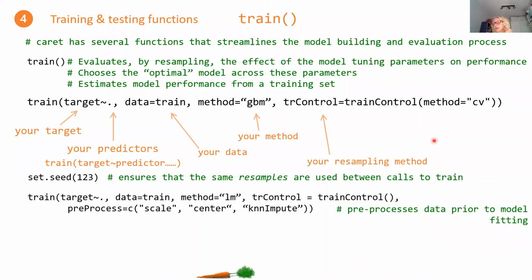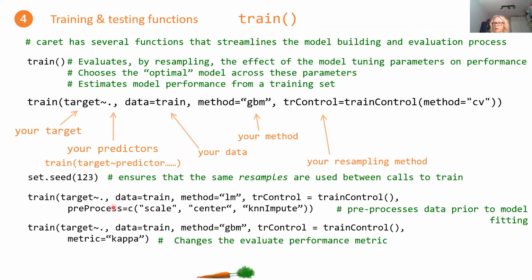You might also call upon the pre-processing function when you're doing the train function. I personally prefer to have the pre-processing as a previous step where I can have a bit more control of it, but you can do it here as well if you want to. Another thing you might want to do, if you're not satisfied with the default evaluation parameters: if you're running a regression, it will use the RMSE, the R-squared, and the MAE to evaluate the model. If you're doing classification, it will use the accuracy and the kappa. If you want to use the kappa instead, you can specify that here by saying metric equal to kappa.